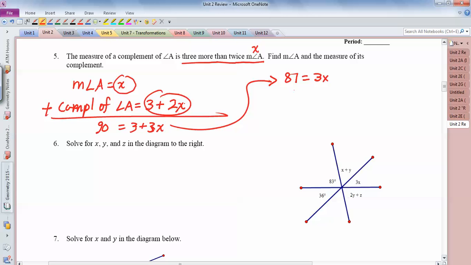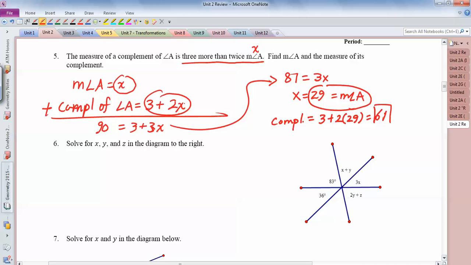And then if we divide both sides by 3, we'll get x equals 29. So that's the measurement of A, right there. Let me circle this part instead. And then the complement, remember, you could do it two ways. You could do 90 minus 29, or you could plug in the 29 into 3 plus 2x. 3 plus 2 times 29, which ends up being 61. So A is 29, complement 61 degrees.